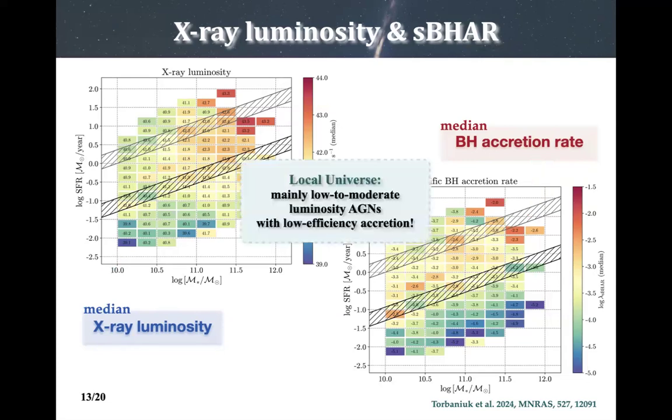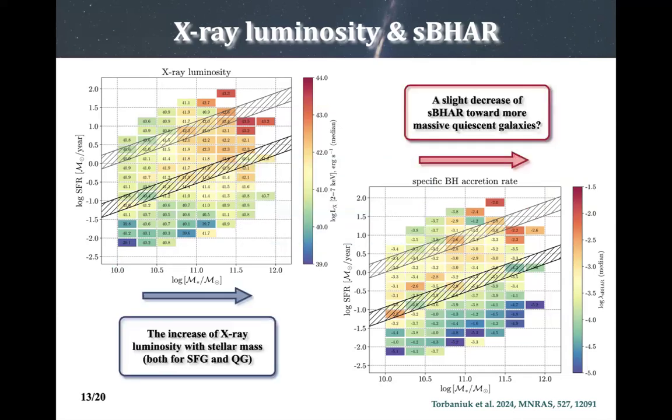So in this way, we can see again that in the local universe we have mostly low to moderate luminosity AGN, and accretion is also low efficiency. If we look for the correlation with the properties of host galaxies, we see that X-ray luminosity, both for star-forming galaxies on the top and for quiescent ones, is increasing with stellar mass.